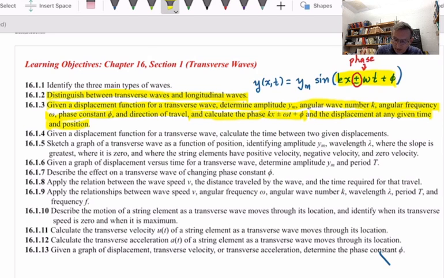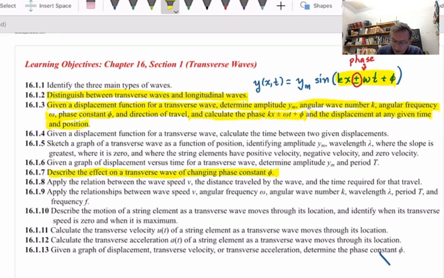16.1.7. Describe the effect on a transverse wave of changing the phase constant, phi. Well, the way I like to describe it is the phase angle or phase constant phi tells you at time zero how much your waveform deviates from being a simple sine curve. If at time zero the waveform is just a plain old sine curve, as you learned in high school trig, when you plot it, then the phase constant is zero. But if the waveform at time zero is a sine function that's been shifted left or right, then the phase constant is not zero.